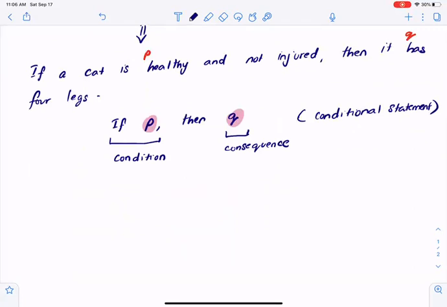In terms of notation, Q could only happen if P is true, so we write it as P arrow Q. This is a compound statement, but the part right here, this compound statement involves what we call a connective.